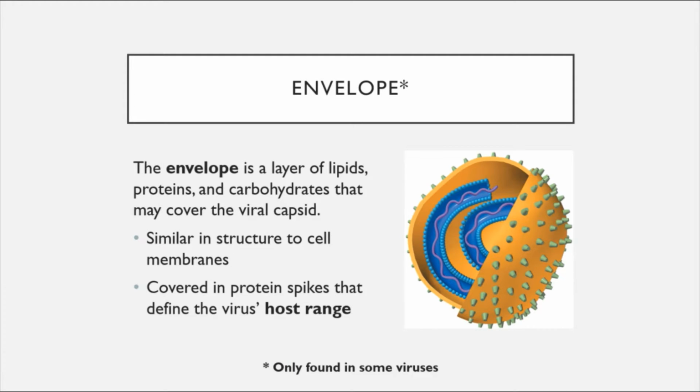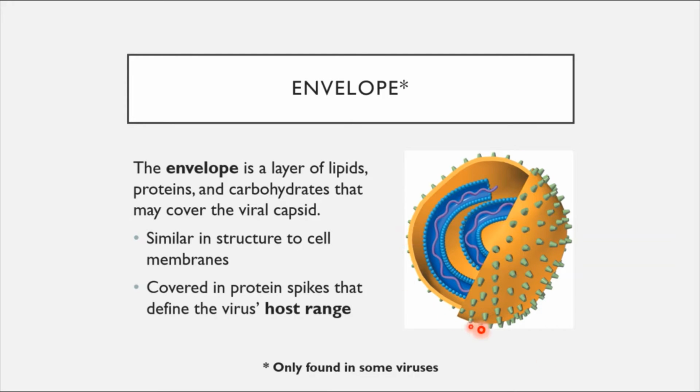So the envelope, what is it? Well, it's a layer of lipids, proteins, and carbohydrates that may cover the viral capsid of some viruses, and it is similar in structure to the cell membrane in that it is a layer of phospholipid-like fats that has various other compounds embedded in it, similar to a fluid mosaic model.